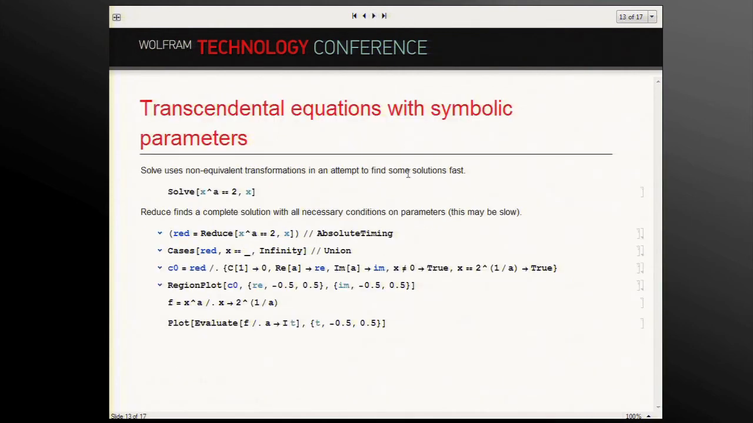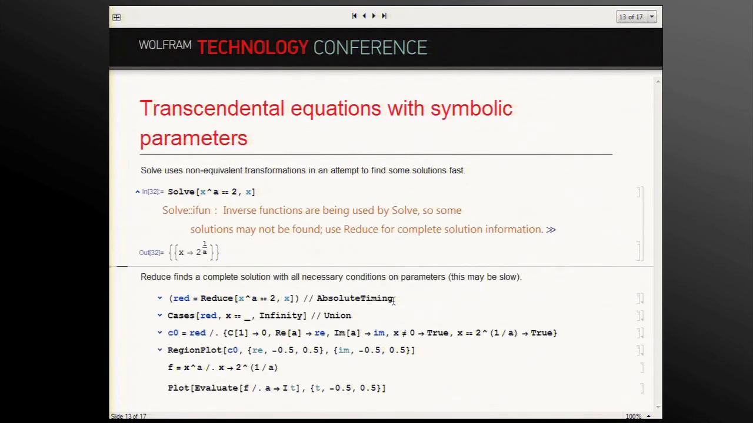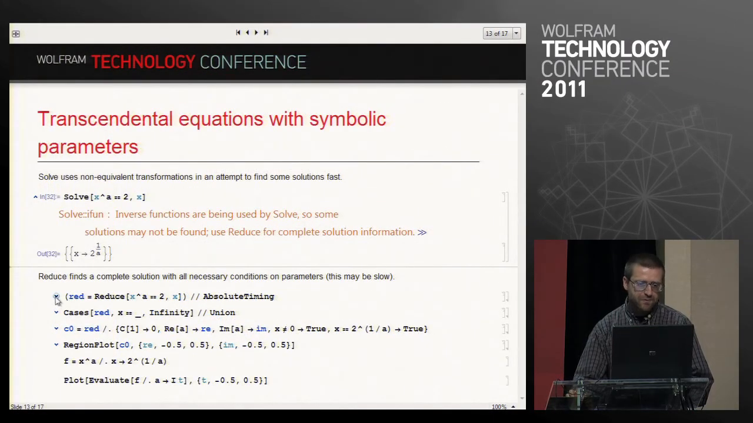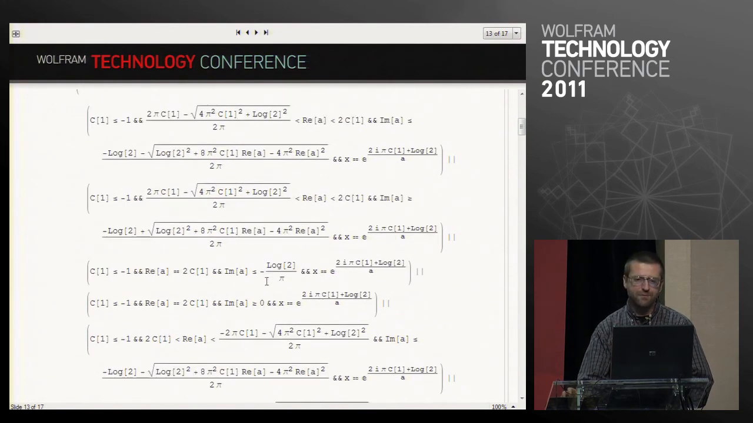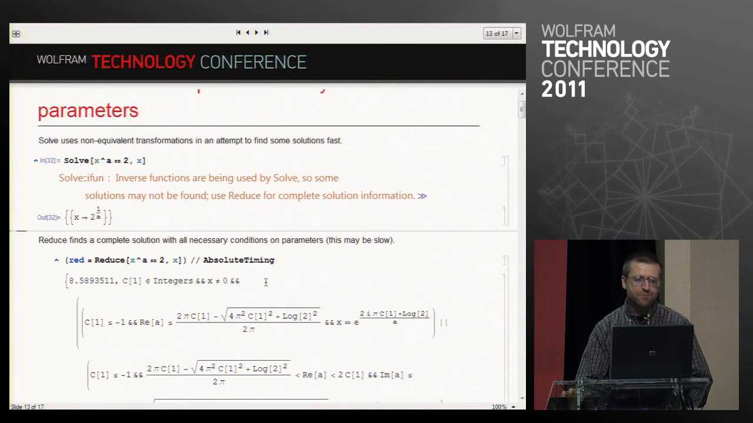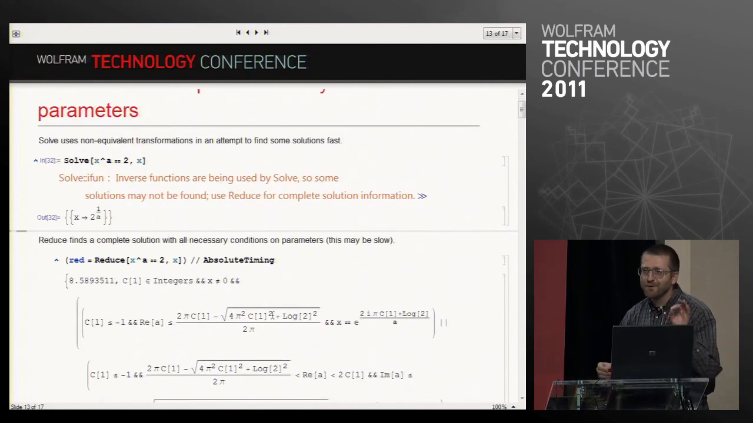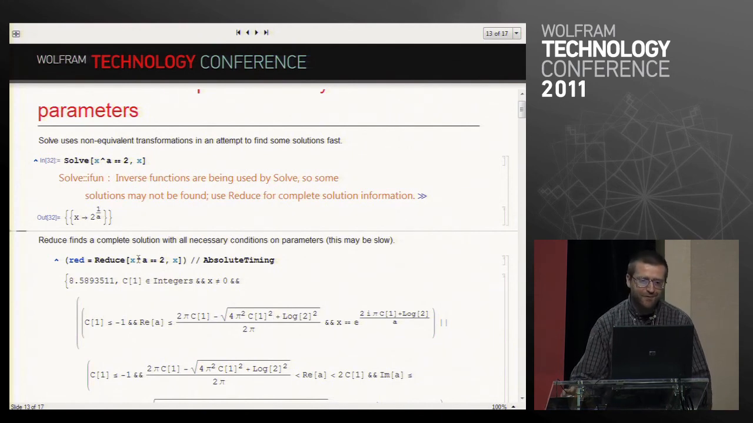Okay, another one: transcendental equations with symbolic parameters. Here the difference between Solve and Reduce is more than just generic. Solve uses non-equivalent transformations to try to get some solutions fast. So we get this obvious solution that x is equal to 1 over a. Now if we try to do this with Reduce, it takes 8 seconds on a faster machine than this one, and the solution is kind of huge, even though it really seems to be the most innocent equation with one symbolic parameter that's not polynomial. It's the simplest transcendental equation with one parameter.